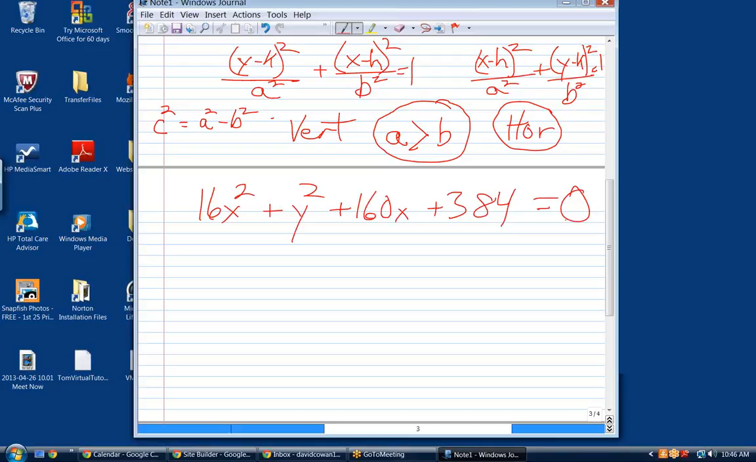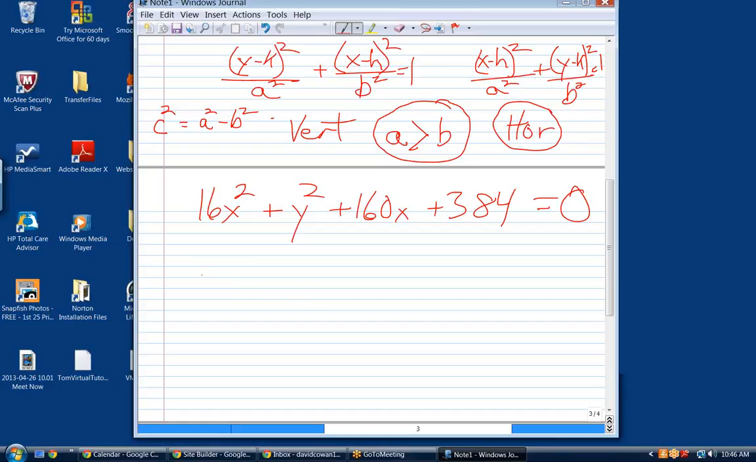Now notice right off the bat that we have a y squared but no y. We have an x squared with an x, which means we're going to have to complete the square. We're going to end up with an x minus h quantity squared. K will be 0. So right off the get-go, I know we're going to have an h and a k that's 0. So let's start getting it to the format that we need.